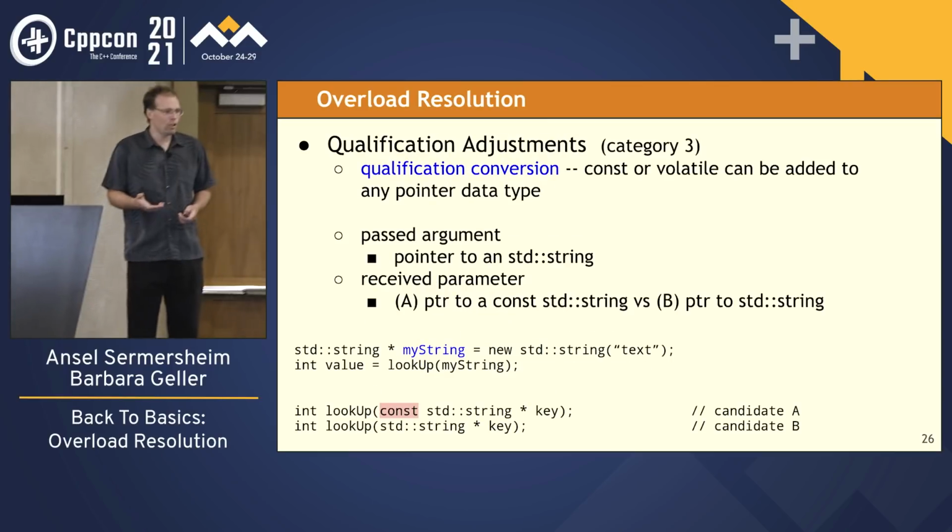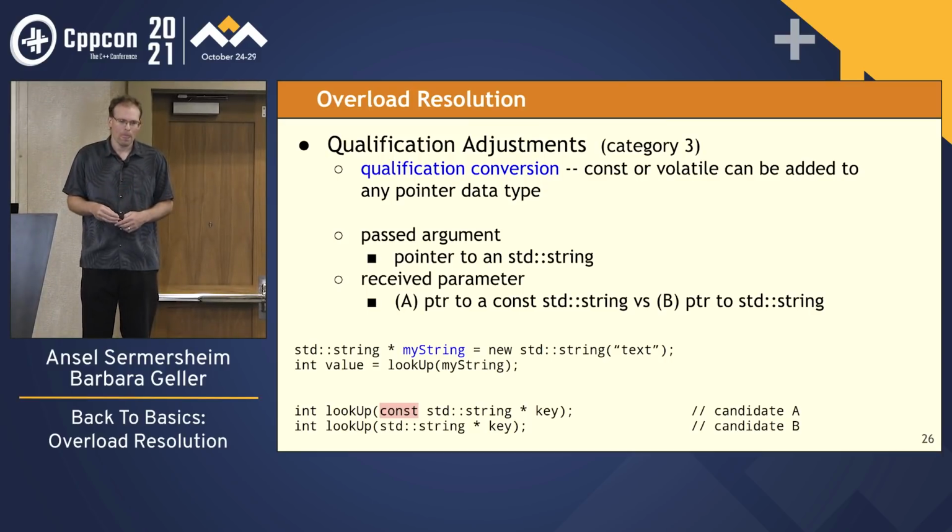So qualification adjustments, as we saw, was category 3. The qualification conversions are what it's called when the compiler adds const or volatile to a pointer data type. So in this example, we are passing my string, which is a variable we've declared. It's a pointer to an std string. We have 2 overloads in the candidate set. One of them takes an argument that is a pointer to a const std string. One of them takes an argument that's a pointer to an std string. Since there is a qualification conversion available, this is an implicit conversion the compiler can consider.